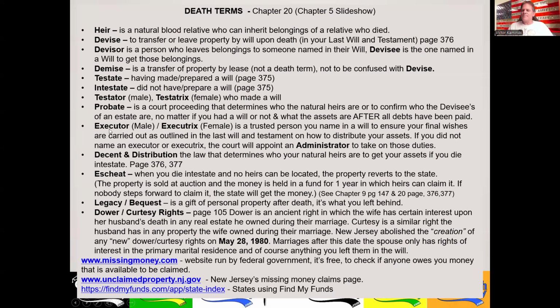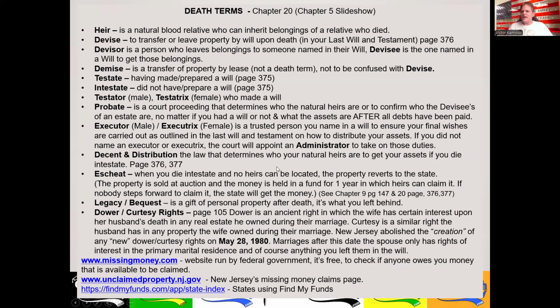An executor is a man, an executrix is a woman that you name in your will, who you trust to ensure that your final wishes are carried out as you outlined in your last will and testament on how you want your assets to be distributed. And if you did not name an executor or an executrix, the court will appoint an administrator to take on those duties. See, I got all those terms and definitions here in one place for you on this slide.